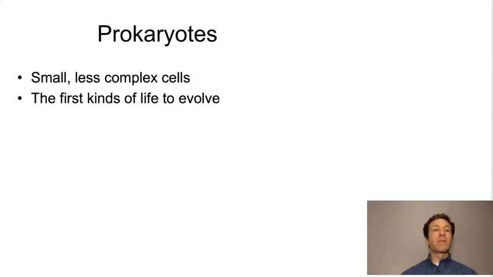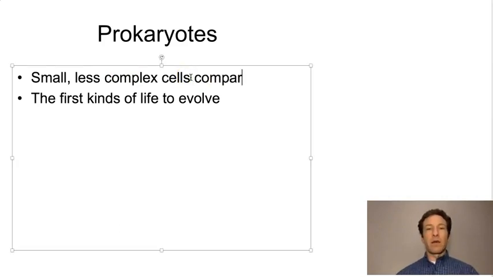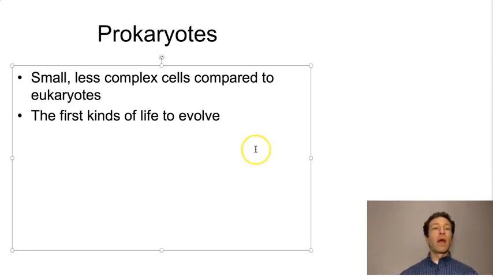Prokaryotes are organisms that have generally small cells and less complex cells than the other group we'll talk about later, which are the eukaryotes. Prokaryotes, as we saw on the tree of life, which we'll look at again, were the first cell types to evolve, and they later gave rise to a lineage that evolved into the eukaryotes.